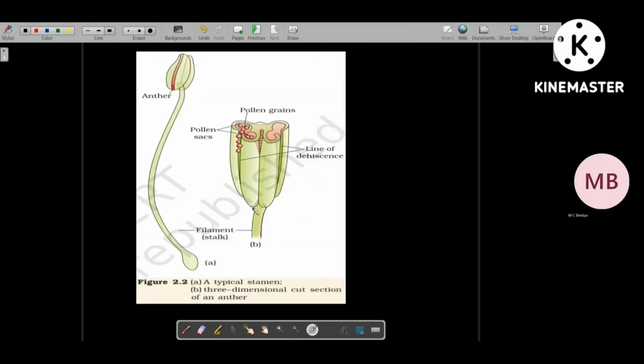sepals. In this diagram, that is figure 2.2, A shows a typical stamen with anther and filament. And figure B shows a three-dimensional cut section of an anther. So in the anther, we can see 4 microsporangia, 1 microsporangium in each corner. And then there are pollen sacs in which there are pollen grains. And these are the line of dehiscence, which means the anther splits in this line when it's time for the mature pollen grains to get released.